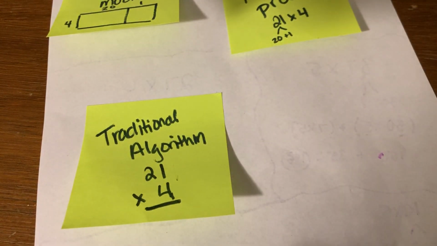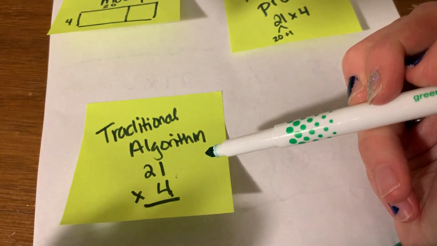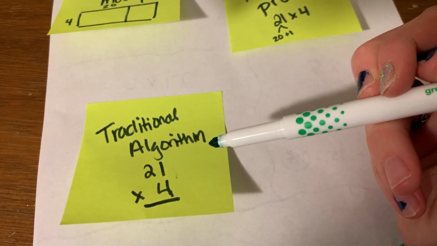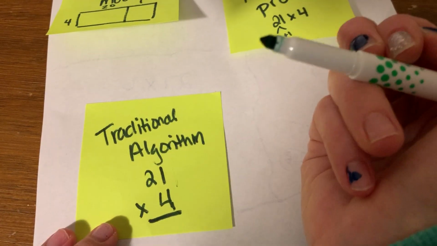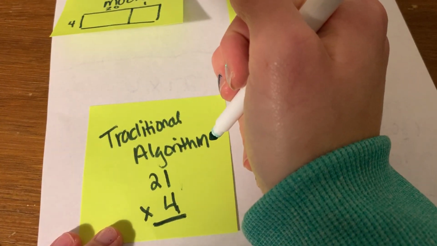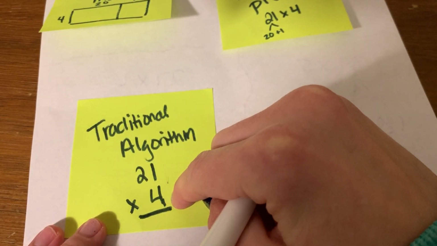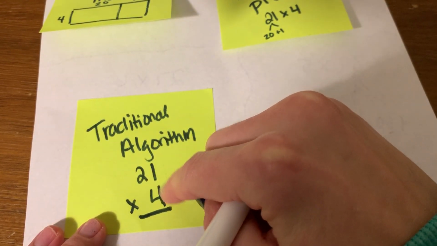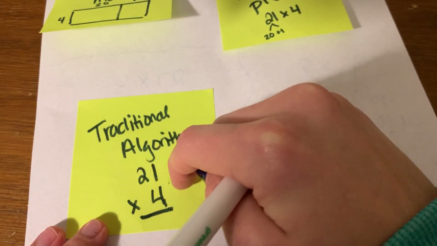So here is how our traditional algorithm works. When we're using it, we need to stack our numbers, okay? We need to stack them on top of each other, keeping place value in mind. Place value is still important in these problems. So what we're going to do is start with the bottom number, starting with the ones place. 4 is going to be multiplied by each place value here.